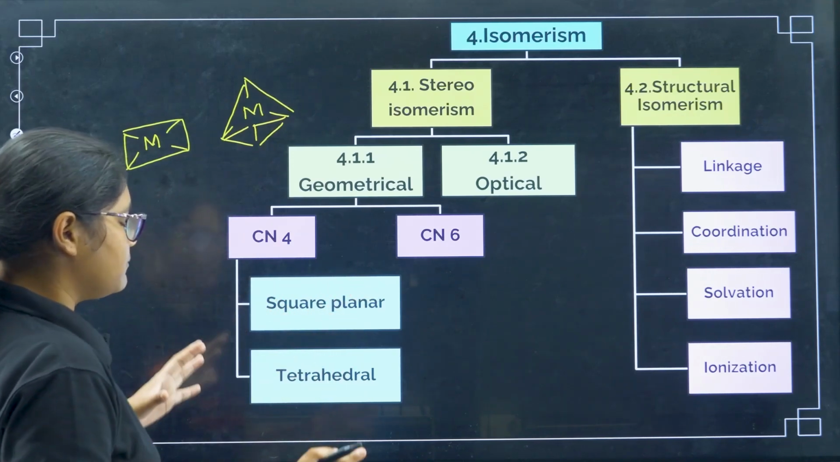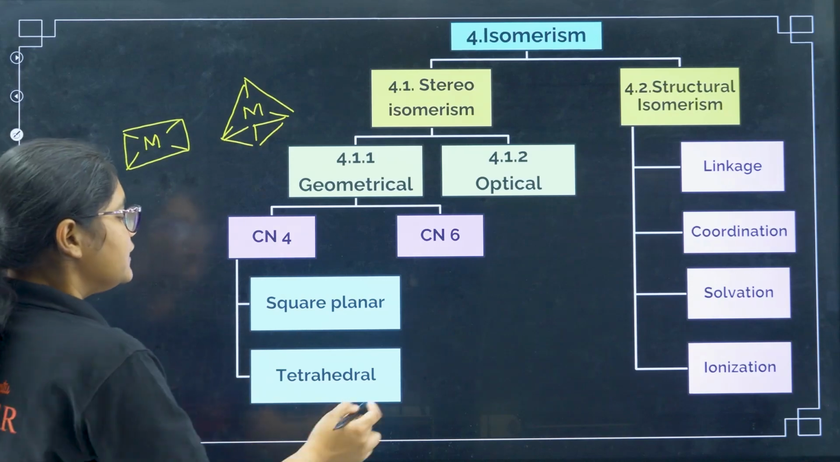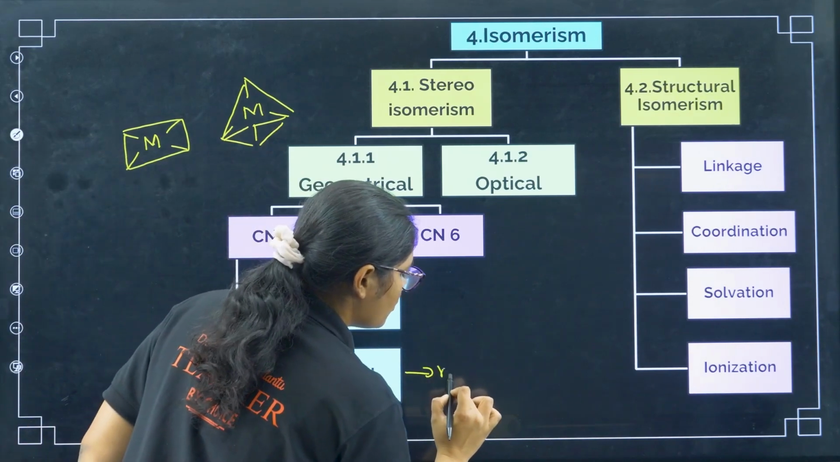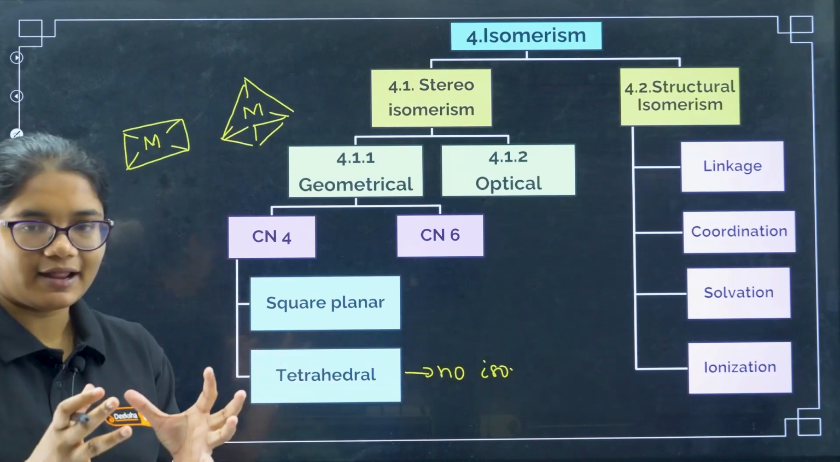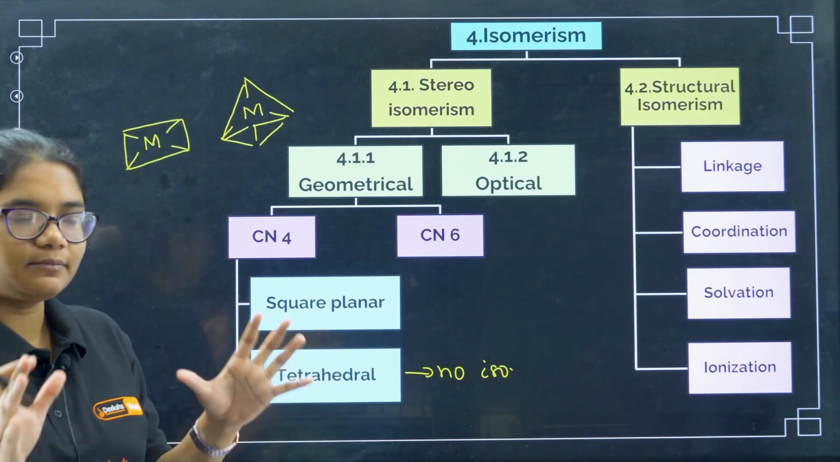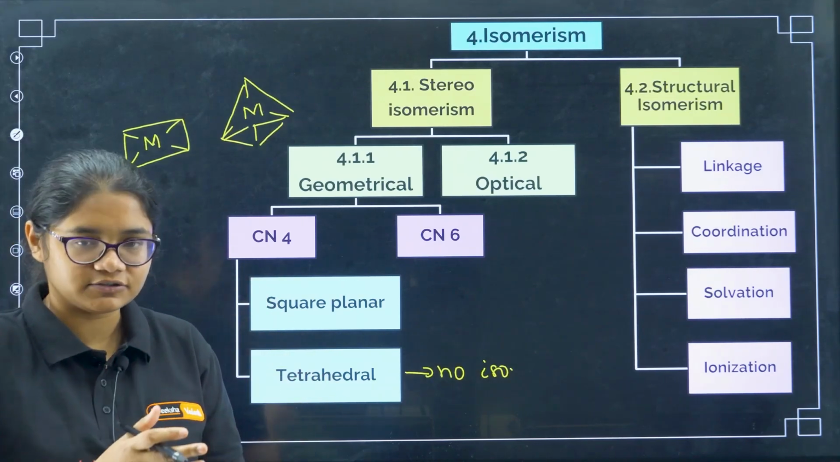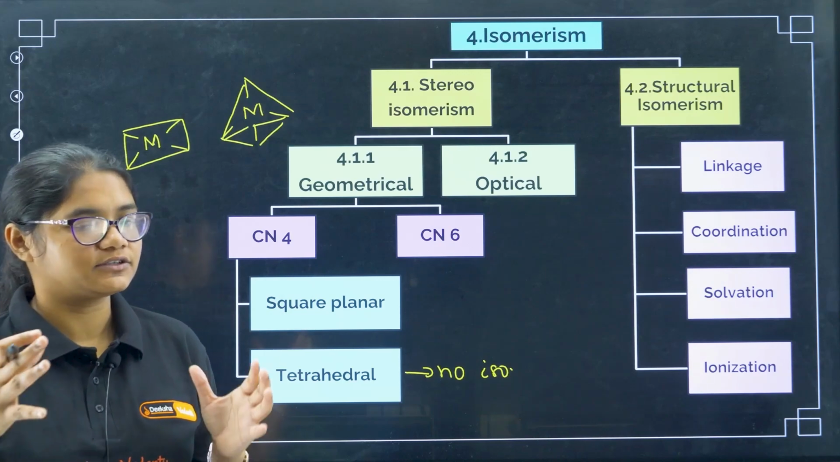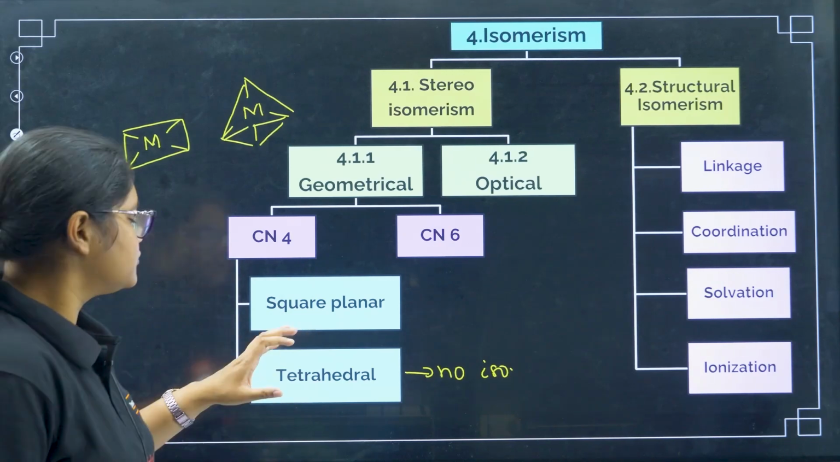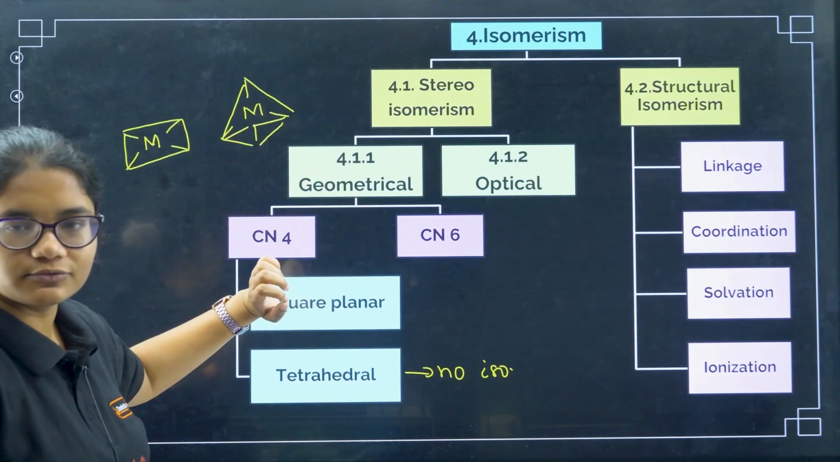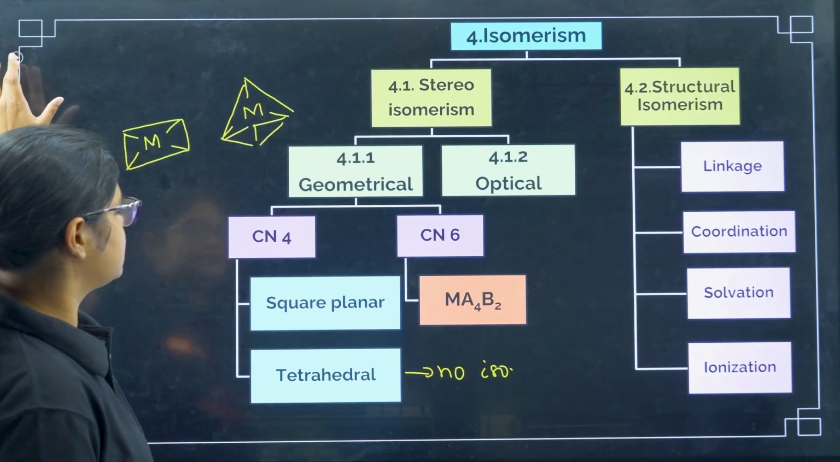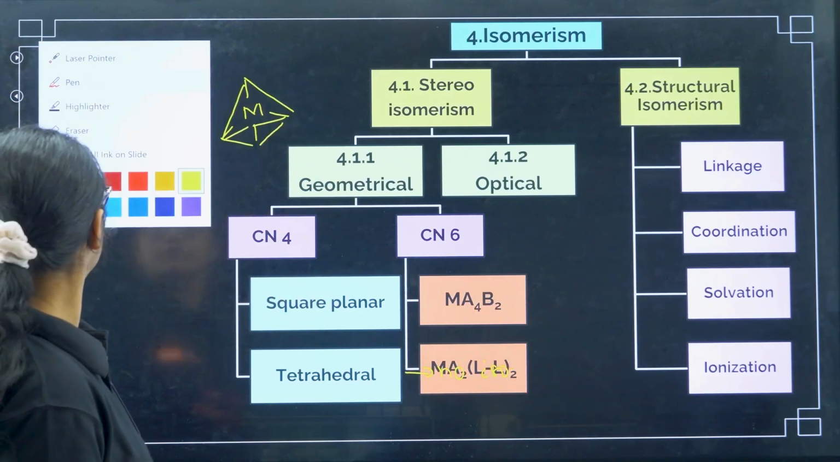Now one very important thing you should know is that in tetrahedral there is no isomerism. If the molecule is tetrahedral, it will have no isomerism, meaning it will have only that one structure; you cannot have any other structure for that molecule. But if it is a square planar molecule, then it can show geometrical isomerism.